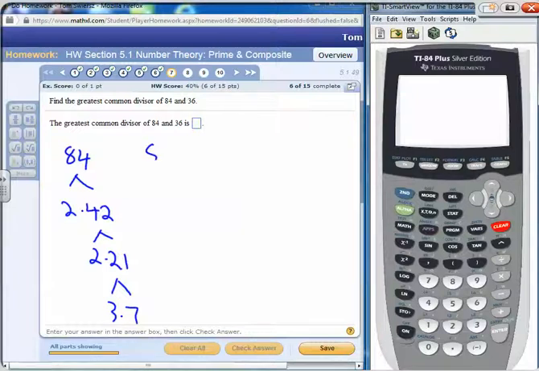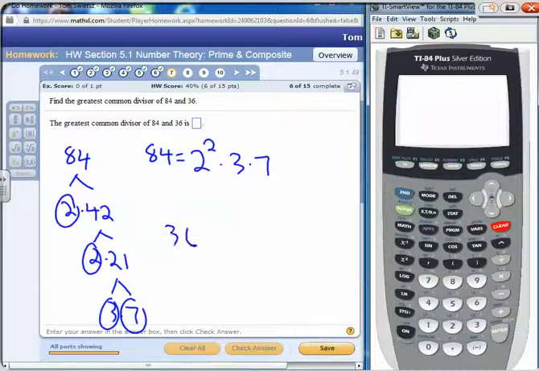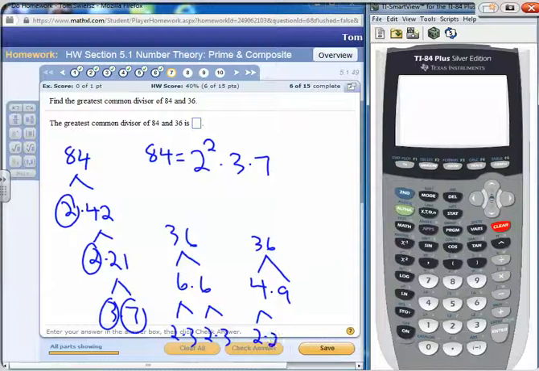So we get 84 is equal to 2 squared times 3 times 7. 36 is what? 6 times 6, which is 2 times 3, 2 times 3. Even if you did 4 times 9, you're going to be okay. It doesn't matter, because then you get 2 times 2 and 3 times 3. So you always get the same numbers eventually. So 36 is going to be 2 squared times 3 squared.